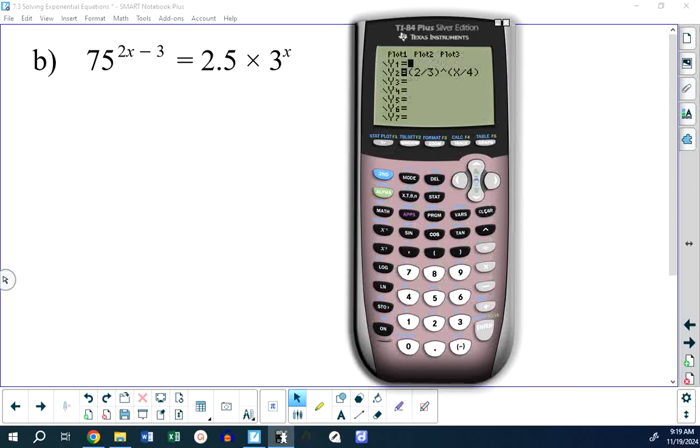All right, here we go. 75 raised to the brackets 2x minus 3, end bracket. And then we also have 2.5 multiplied by 3 raised to the x.